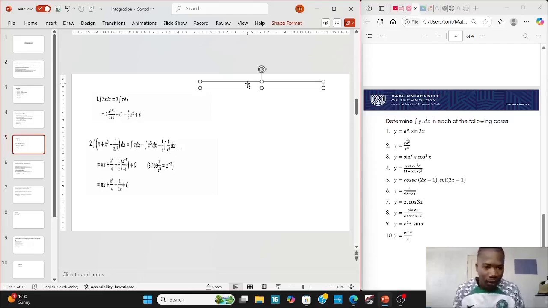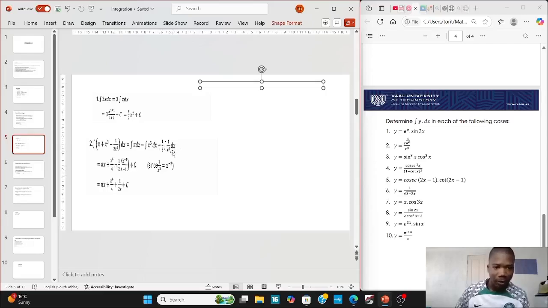Then for the second one, which is the integral of x cubed dx, we use the first rule that states that the integral of x to the power n dx is equal to x to the power n plus 1 all over n plus 1. The n represents the number or the constant that is on top of our x, right? So we say that it is equal to x to the power 3 plus 1 over 3 plus 1, which is equal to x to the power 4 over 4, right?